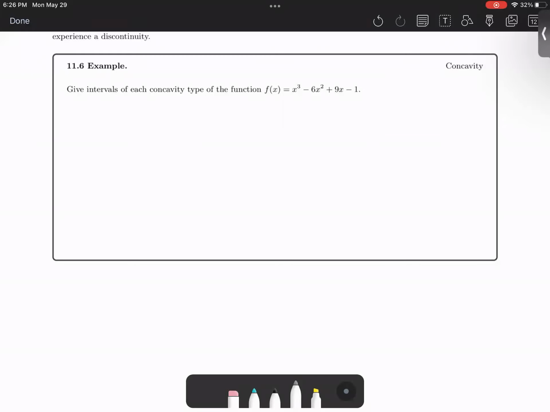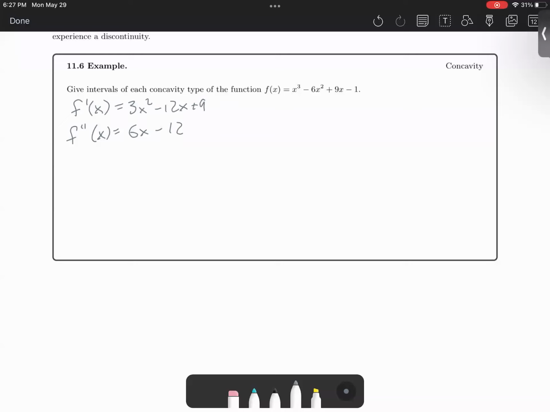Let's use the second derivative to discuss the concavity or the curvature of a function. F of x is x cubed minus 6x squared plus 9x minus 1. So let's find the second derivative. The first derivative will be 3x squared minus 12x plus 9. The second derivative will then be 6x minus 12.